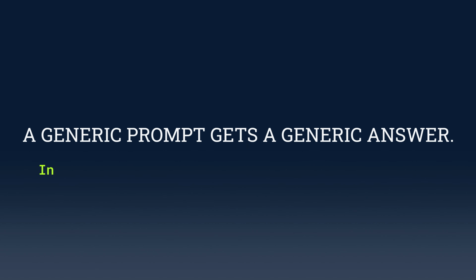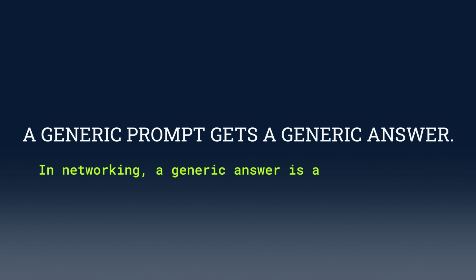I'm sure by now you've heard the change in mindset from prompt engineering to context engineering. Ultimately, these two things go hand in hand. Prompt engineering at its core is giving enough context in a prompt so that your AI can give you a well-thought answer. The model doesn't know your vendors, it doesn't know your standards, it doesn't know what you've already tried. Without context, it's guessing. A generic prompt gets a generic answer, and a generic answer in networking is a wrong answer.